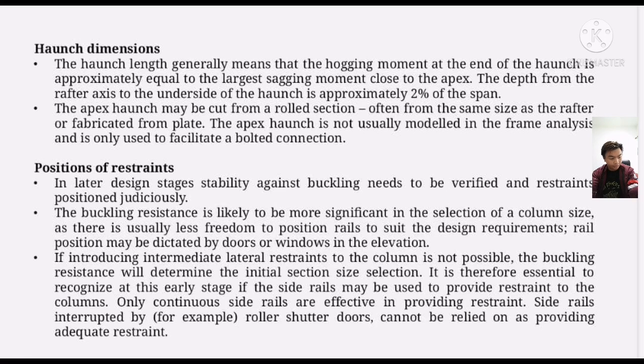And then the second one is the internal section size will be determined by the buckling resistance. It is also critical to determine at the early stage if the side rails can be employed to restrain the columns. Only continuous side rails provide restraint resistance. And the last one is that side rails interrupted by roller shutter doors do not provide enough restraint resistance.